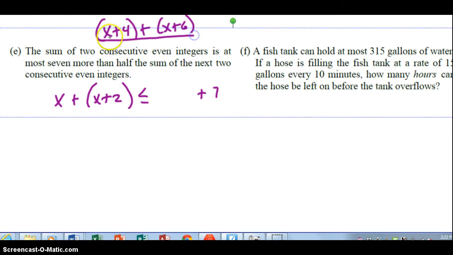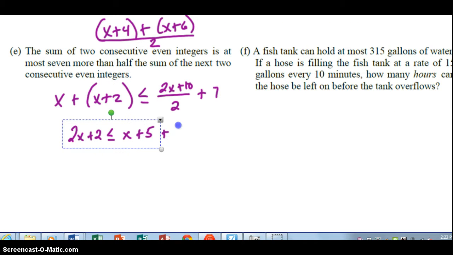So I'm just going to divide these. Well, I can add my x's. That's going to be 2x plus 10 divided by 2. So let me just do some cleanup here. 2x plus 2 is less than or equal to, it's going to be x plus 5 plus 7.